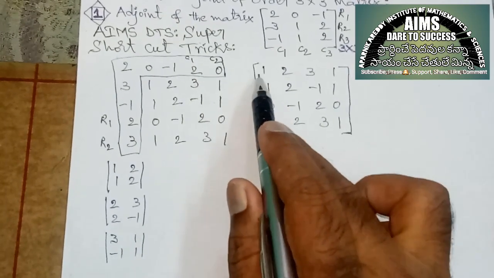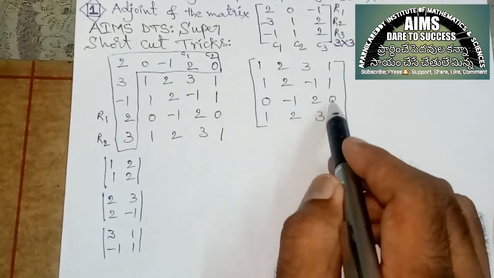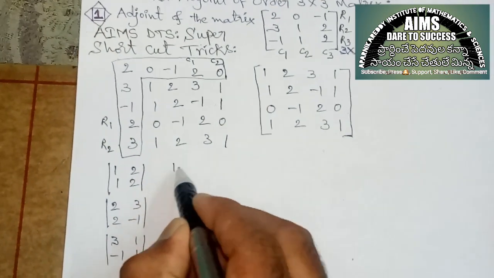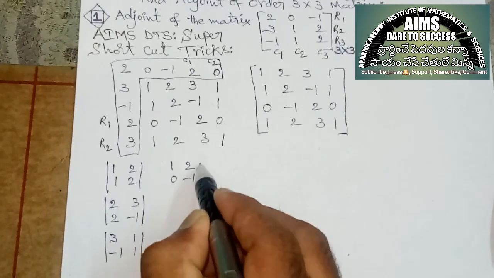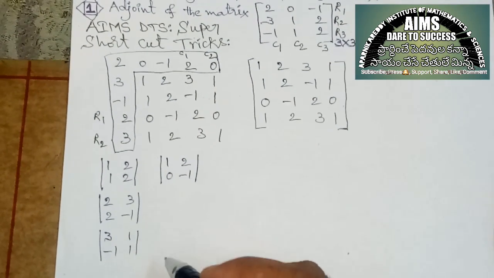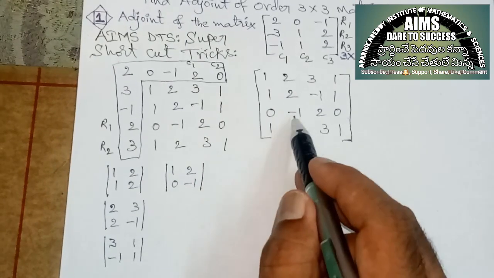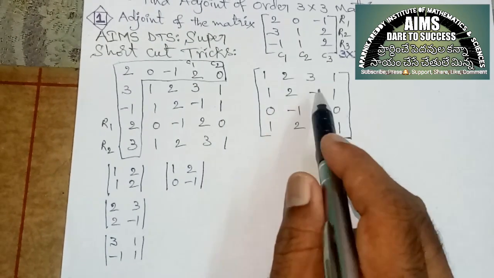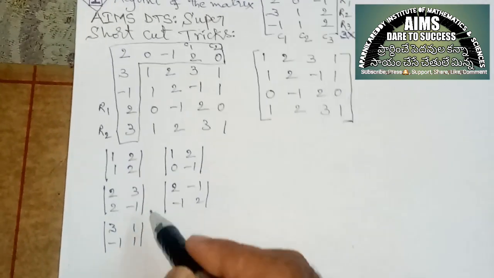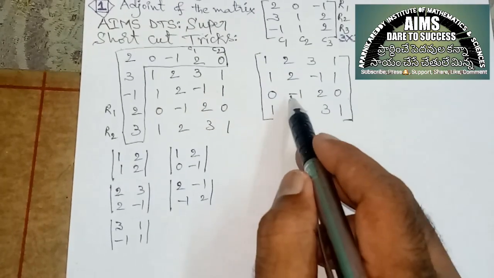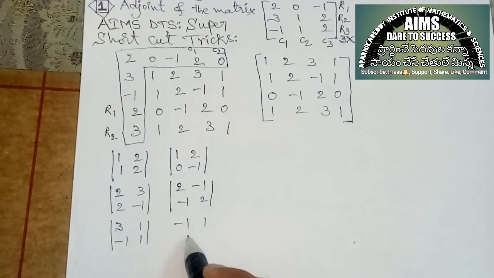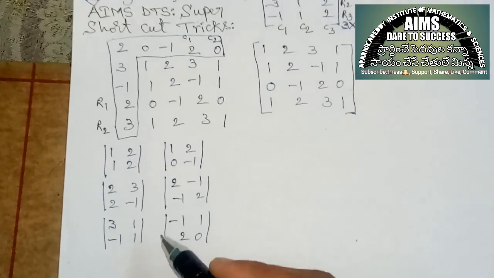After that, remove row 1. You can take row 2 and row 3. Row 2 and row 3 values are 1, 2, 0, minus 1. The same values you apply the determinant to and write in the second column. 1, 2, 0, minus 1 completed. Next 2, minus 1, minus 1, 2. Write in the second column. After completing 2, minus 1, minus 1, 2, the last value is minus 1, 1, 2, 0. Write in the second column.